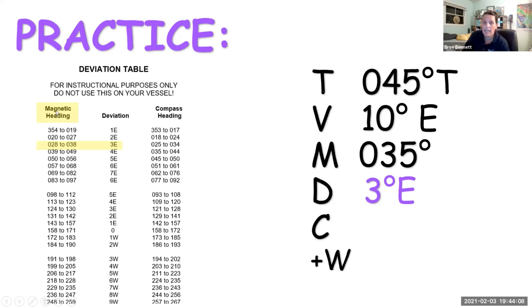And under magnetic heading, we're going to find 035. Our M heading is 035. We have a range from 028 to 038. It gives us a deviation of 3 degrees east. So we're going to put 3 degrees east in for deviation.